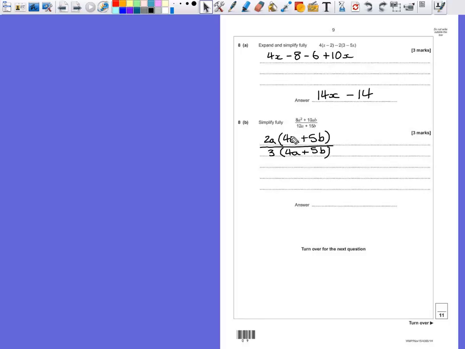By factorising this, we can see that 4a plus 5b is a common factor on the top and the bottom, and both cancel each other out. So to simplify this, those two cancel down to 1, leaving us with 2a over 3, which cannot be simplified any further, or 2/3 a.